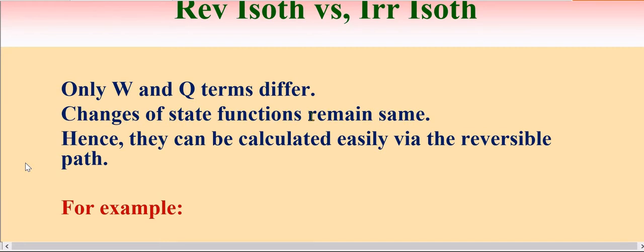But any change of state functions remains the same, because if you want to go from point A to point B, you can go reversibly or irreversibly, but the state functions depend on the state of B minus the state of A. Since it is a thermodynamic property, it doesn't depend on any path. So whether you go reversibly or irreversibly, the thing remains the same. But it is always advisable to go through the reversible path, because your calculations become much easier. Okay?